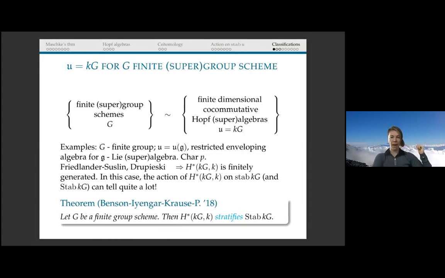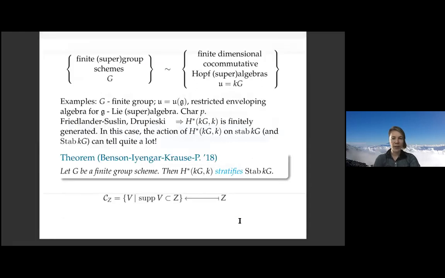Okay. Now we have the finite generation, and the cohomology algebra acts on the stable category. Answering some of the questions, actually all of the questions I stated before, geometric questions about the structure of the stable category, one can formulate the following theorem: the cohomology algebra stratifies the stable category. It's a very short formulation, probably tells you absolutely nothing, because I didn't define what stratifies means, but it tells you quite a bit about the category. Let me try to describe a little bit what it does mean.